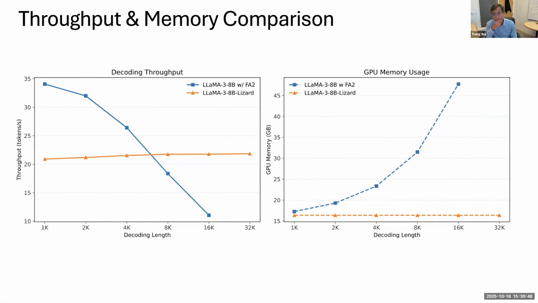Similarly, when we track the memory usage of Lizard and full attention Llama, we see that at points like around 16,000 decoding length, the Llama model already cannot be handled by a standard GPU with about 40 gigabytes. It cannot handle this standard full attention model like Llama.